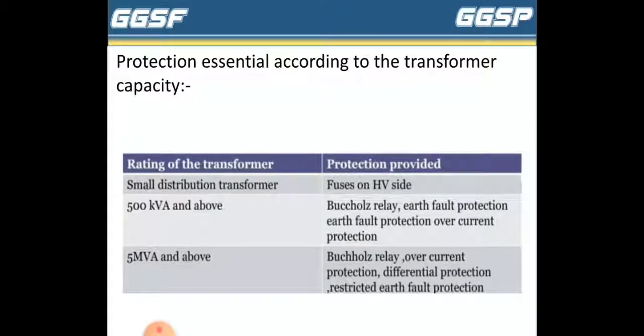Protection essential according to the transformer capacity. First, rating of transformer and their protections. For small distribution transformers, there are fuses on each side. For 500 kVA and above, there are Buchholz relay, earth fault protection, over current protection, etc. And for 5 MVA and above, there are again Buchholz relay, over current protection, differential protection, restricted earth fault protection.